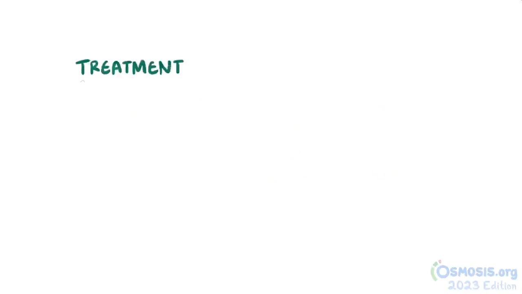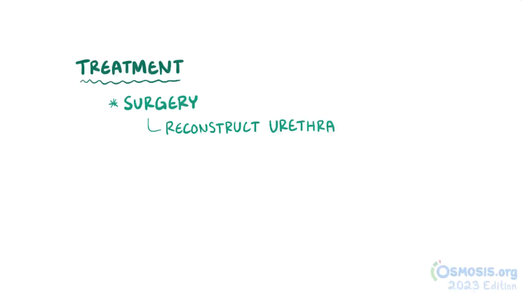To treat both hypospadias and epispadias, surgery can be done to reconstruct the urethra, close up the defect, and allow urine to come out the tip of the urethra. This is usually done within the first 2 years of life.